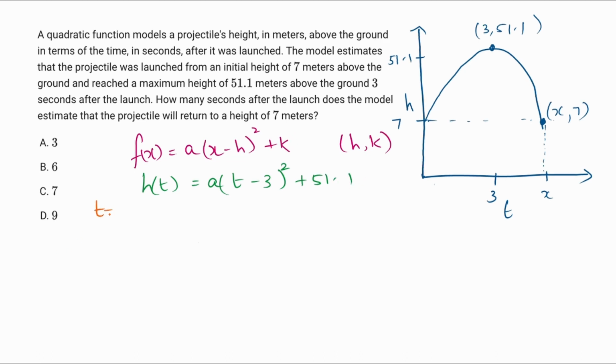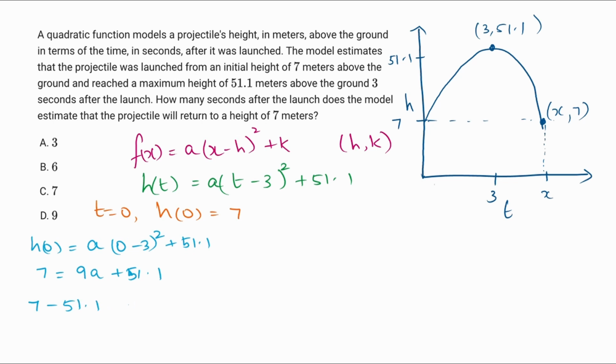So we know that at t equal to 0, our initial height is nothing but 7 meters. So using this, we'll have to solve for a. Therefore, we have h of 0, which is equal to a times (0 minus 3) the whole square plus 51.1. So we have 7, which is equal to 9a plus 51.1. So subtracting 51.1 on both sides, we have 7 minus 51.1, which is equal to 9a. And finally, we have a equal to negative 44.1 divided by 9. So this is my a value.